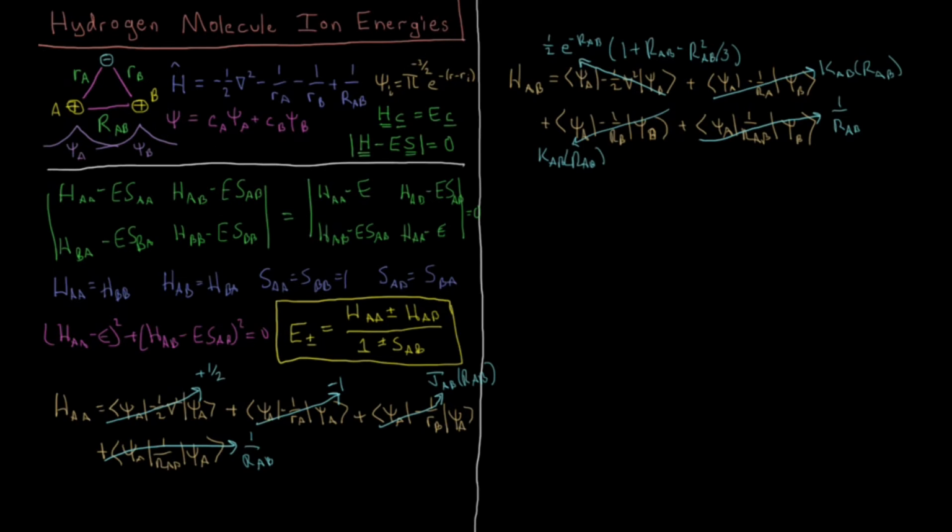Okay, so let's go ahead and define some of these quantities, what they're going to be as a function of distance. So we have this overlap, this SAB. That's going to be a function of the distance between these nuclei. And that's going to be e to the minus RAB, the separation of the nuclei, times 1 plus RAB plus RAB squared over 3. All right, that's fair enough.